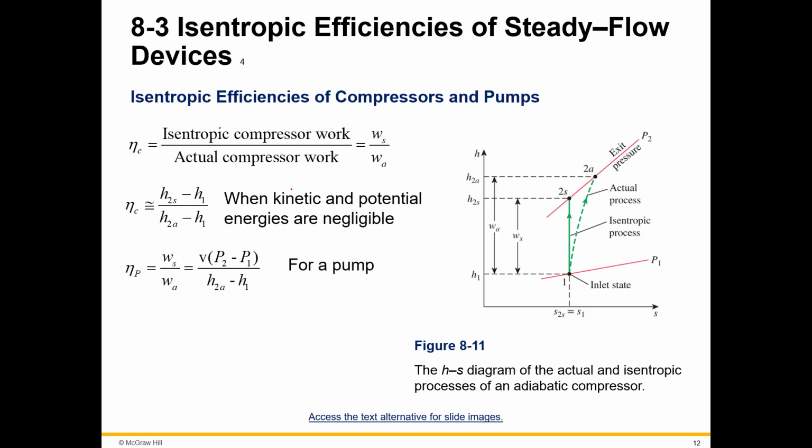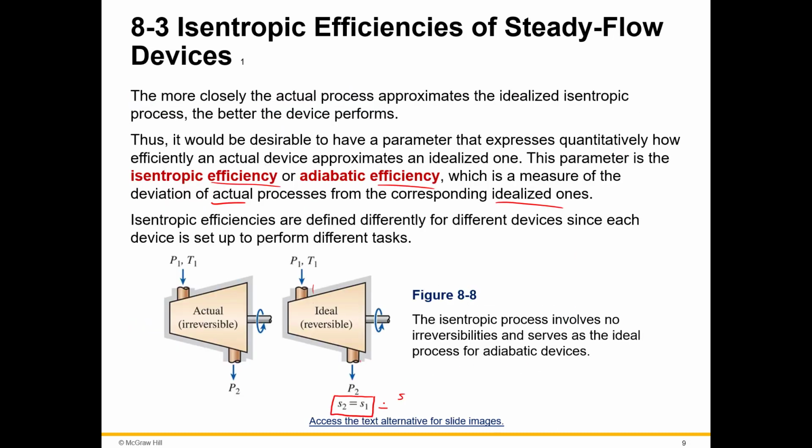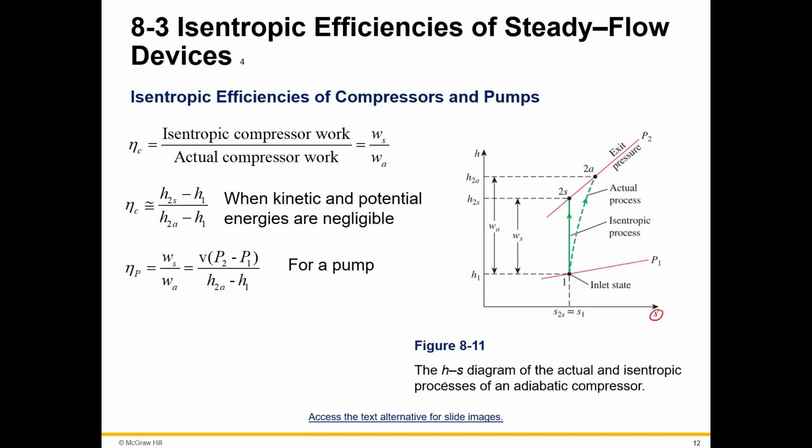Isentropic efficiencies of compressors and pumps. So we're talking about those efficiencies. Remember, N denotes efficiency. And then again, 2S, right? So this is the entropy. Just like here, when you have it equal, that's going to be your isentropic, which means that there's no irreversibilities, which means it's ideal. It's perfect. But then this is actually what's happening. And again, it's increasing in entropy.